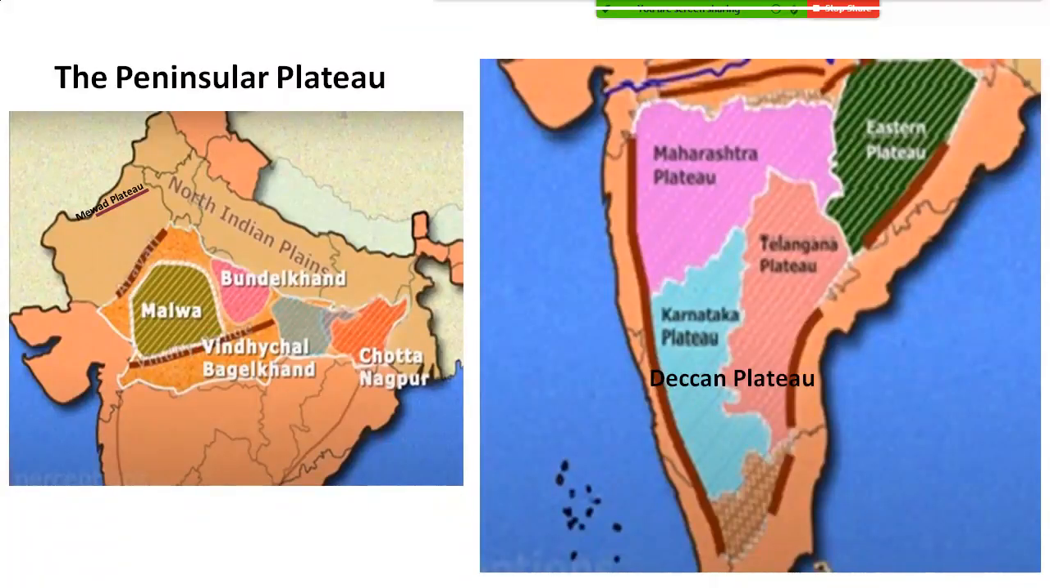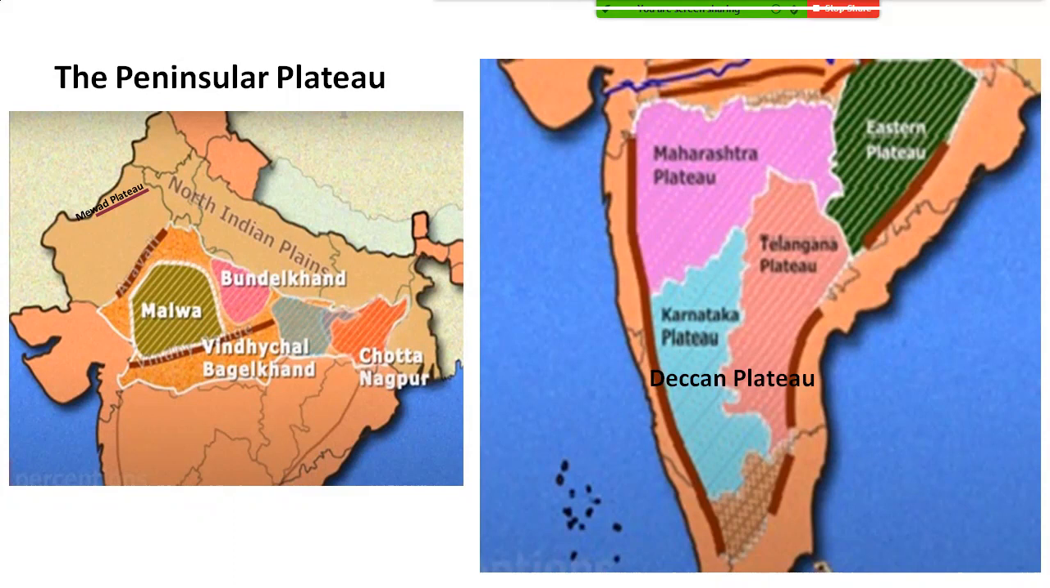The next physiographic division that we will be studying about is the Peninsular Plateau region. It is located to the south of the North Indian Plains and between the eastern and the western Ghats. It tapers towards the south. It consists of many hills and plateaus, as can be seen in the map.